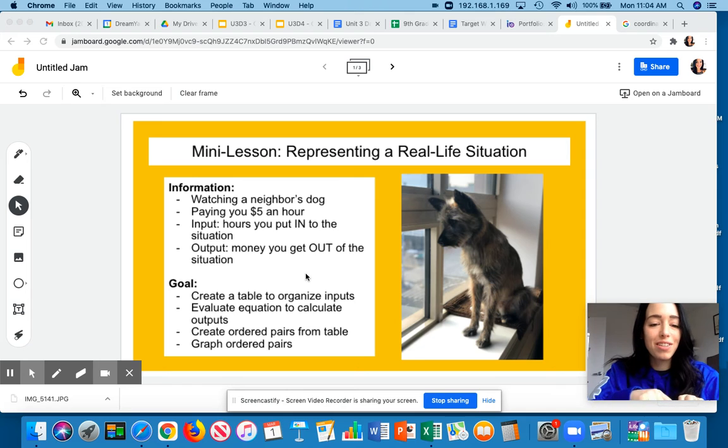You're getting $5 an hour to do that. So the first thing we have to determine is what's the input and what's the output. Well, the input is the number of hours you put into the situation, so the number of hours you watch the dog, and the output is then the money that you get out of the situation, or how much you are going to get paid.